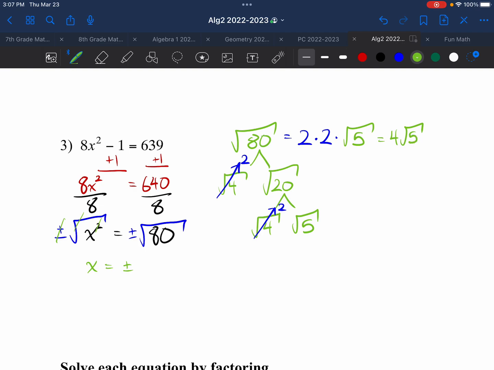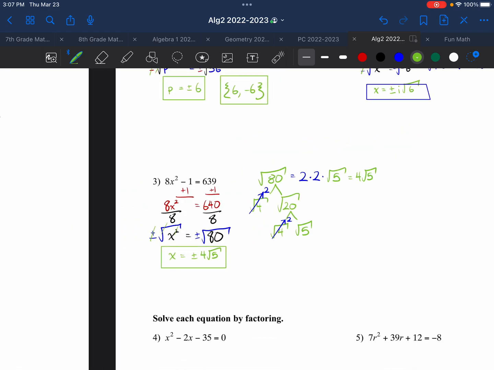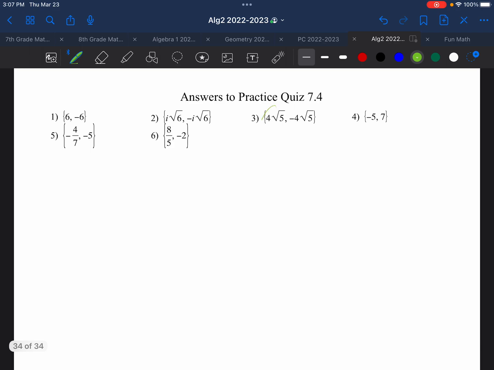So I can come down here and say this is plus or minus 4 square root of 5 for my final answer, which I will then box. Let's check. Plus or minus 4 root 5, positive 4 root 5, negative 4 root 5. I got the right answer.